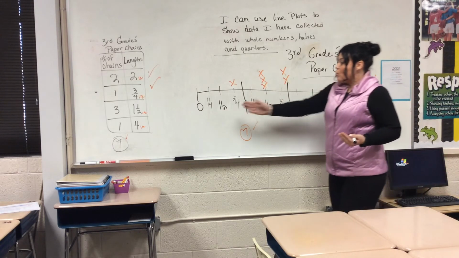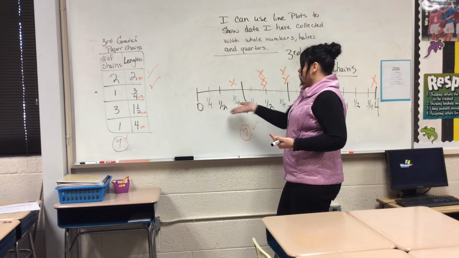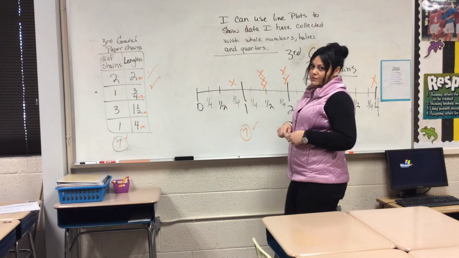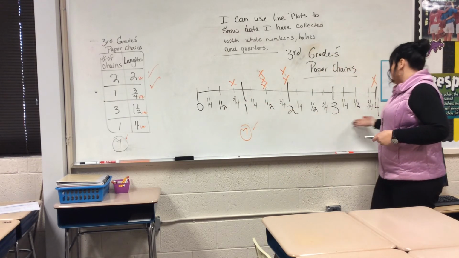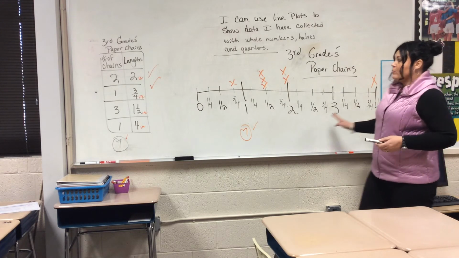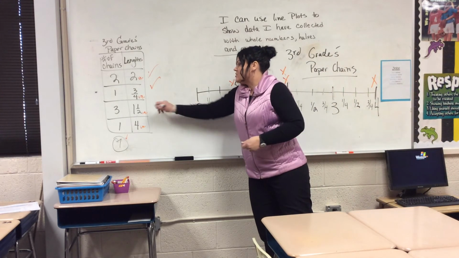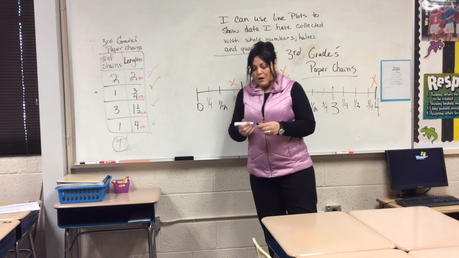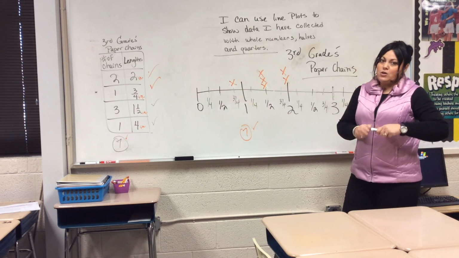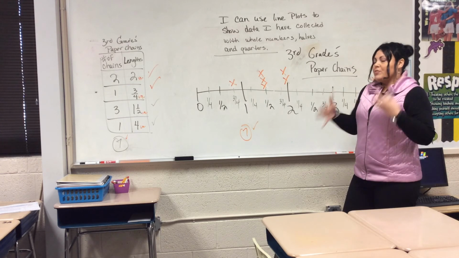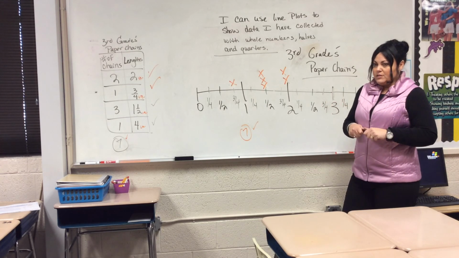We worked on 1/4 of an inch, 1/2 inch, 3/4 of an inch, and we get to our whole numbers all the way down, and we got to 4 because 4 was the largest number in my chart, so it should be the largest number on my number line. So really think about these things as you go through this and work it out.